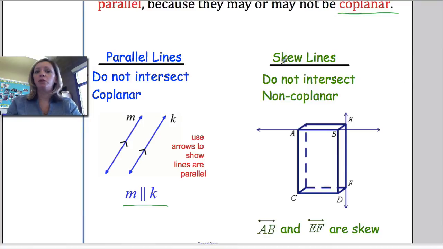Okay, so now let's talk about skew lines. Skew lines also do not intersect, but this time they are non-coplanar. In other words, they don't live on the same plane. So I want you to visualize a three-dimensional box for this. And to draw that box, it helps to draw two rectangles. We'll practice this in class. I'll show you my little trick. But draw two rectangles that kind of overlap and then just connect the corners.